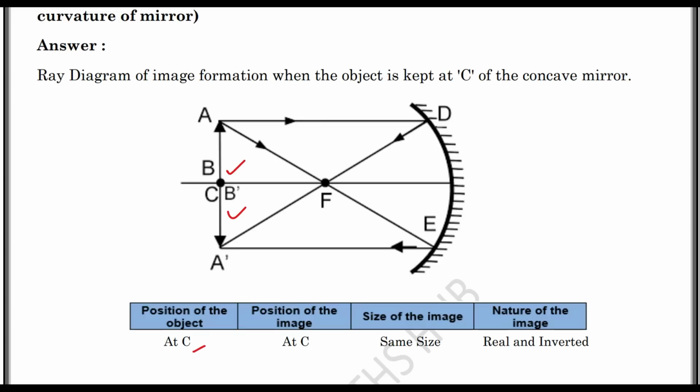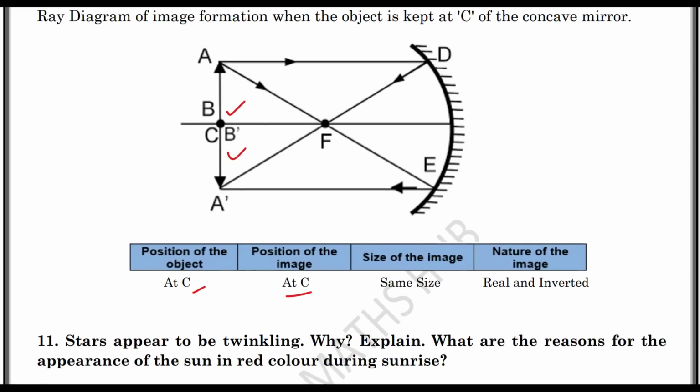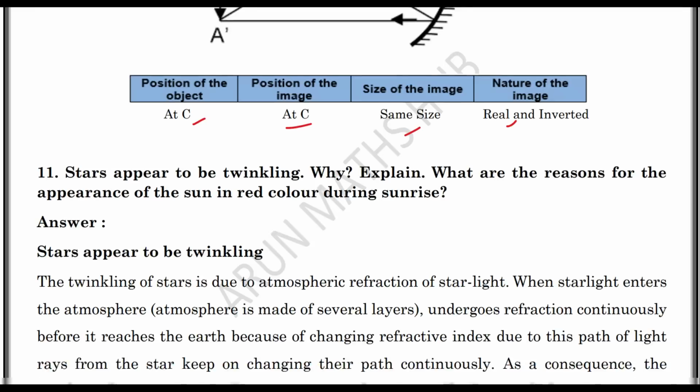Object is at C, position of the image is at C, size of the image is the same as the object, but it is real and inverted.